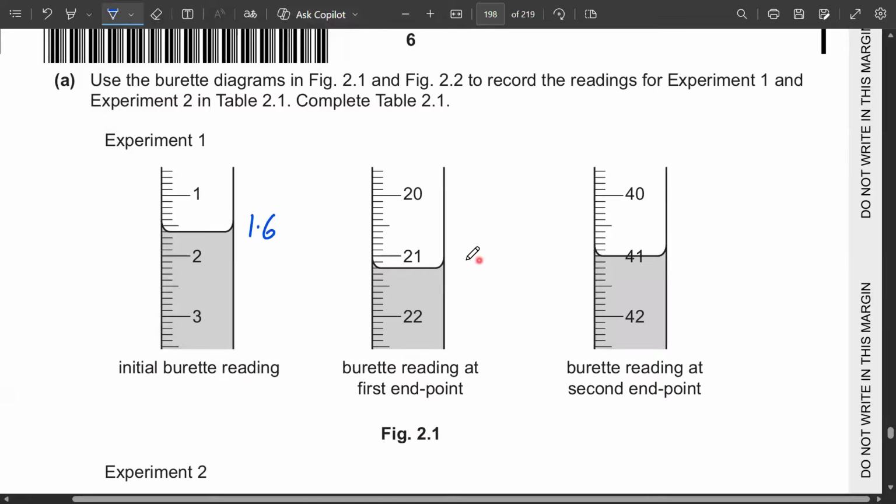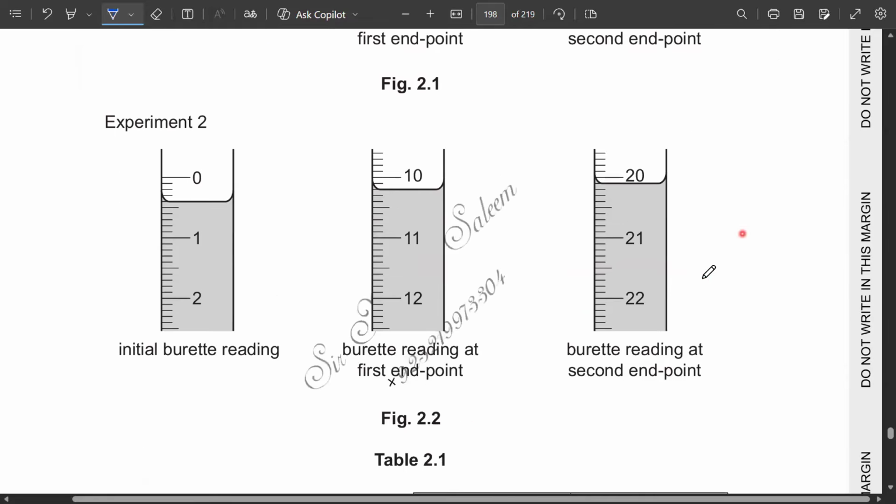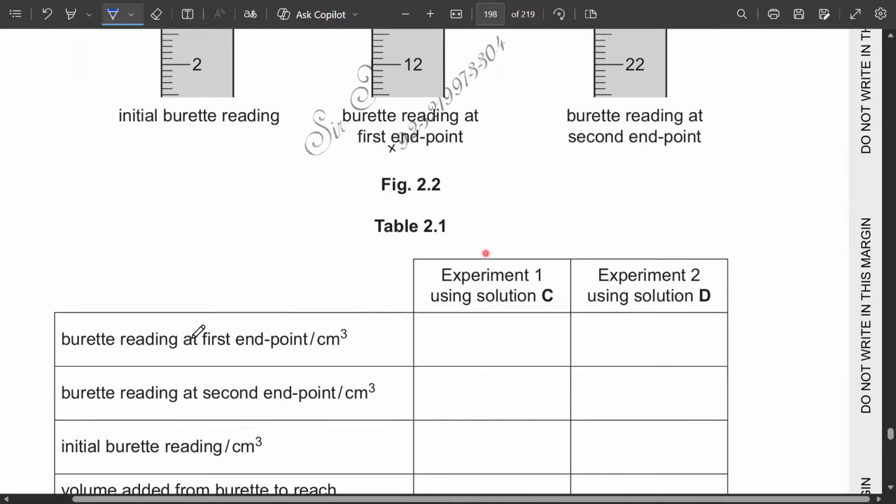This one is 21.2. This one is 41.0. And this one is 0.4. This one is 10.2. And this is 20.1. Now write down the values here.